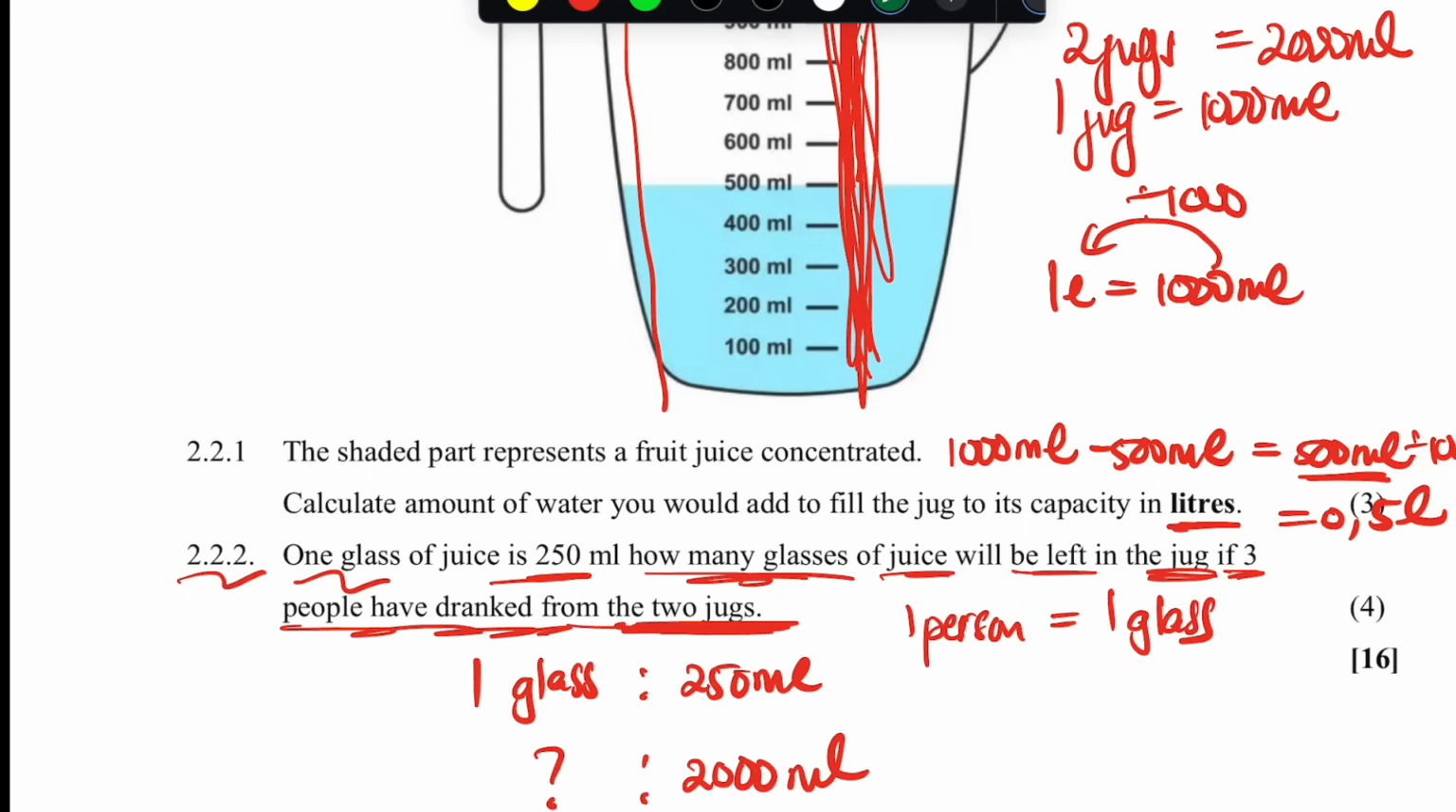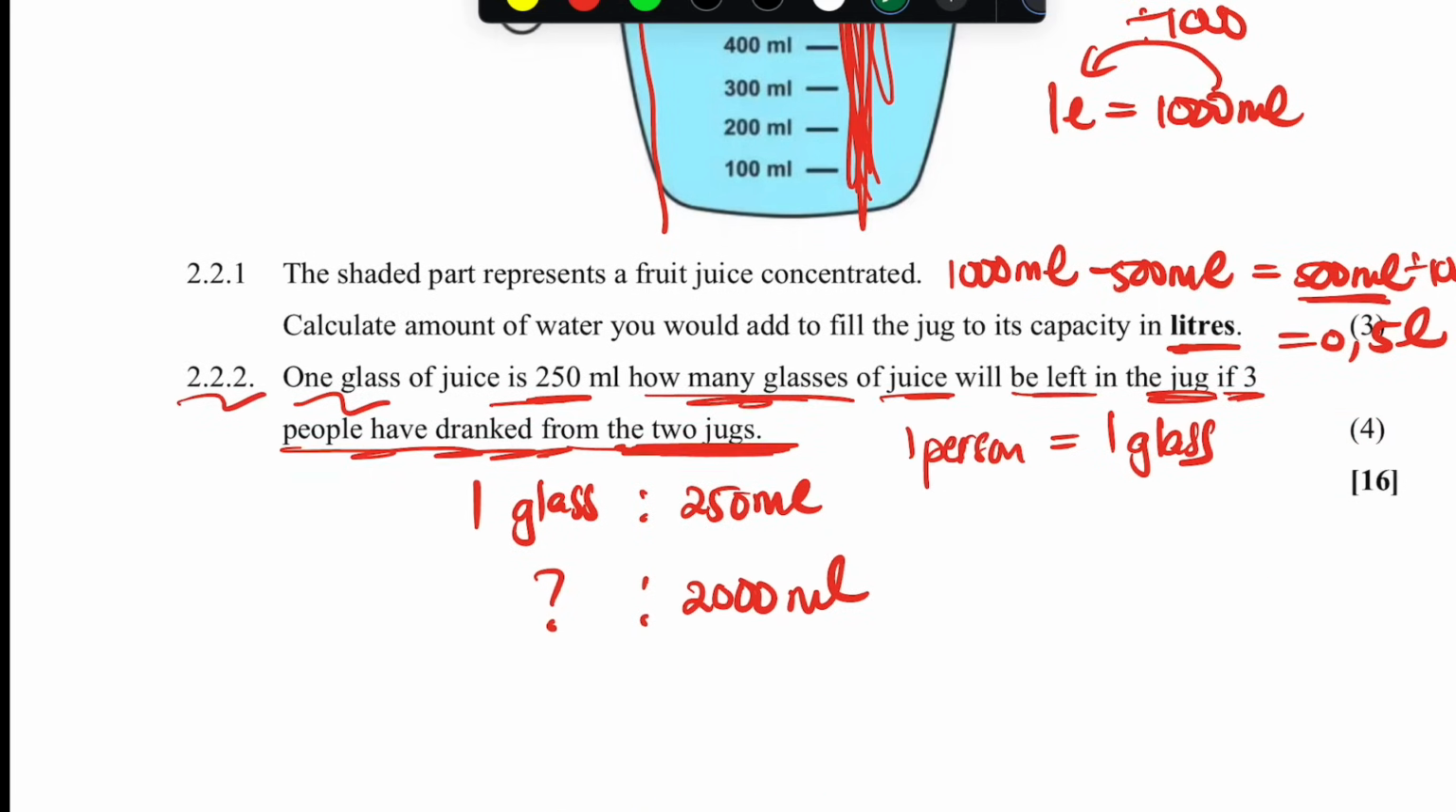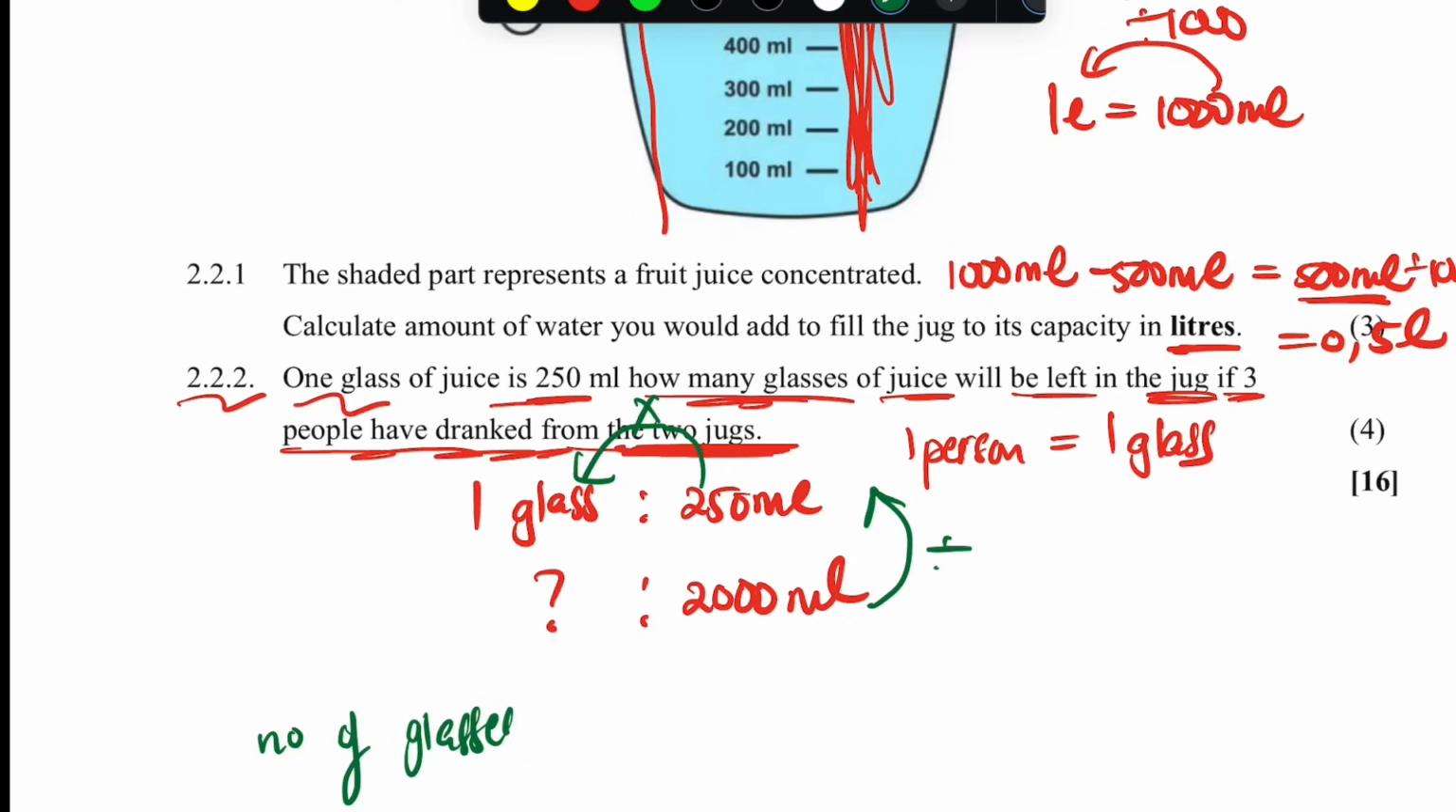So now I want to know how many glasses will be there before we calculate how much will be left, and then we divide, and then we times. So the number of what? Of glasses in 2 jars. Number of glasses in 2 jars, it's going to be 2000 divided by 250 times by 1, which is going to be what? 8 glasses. It's 8 glasses, right?